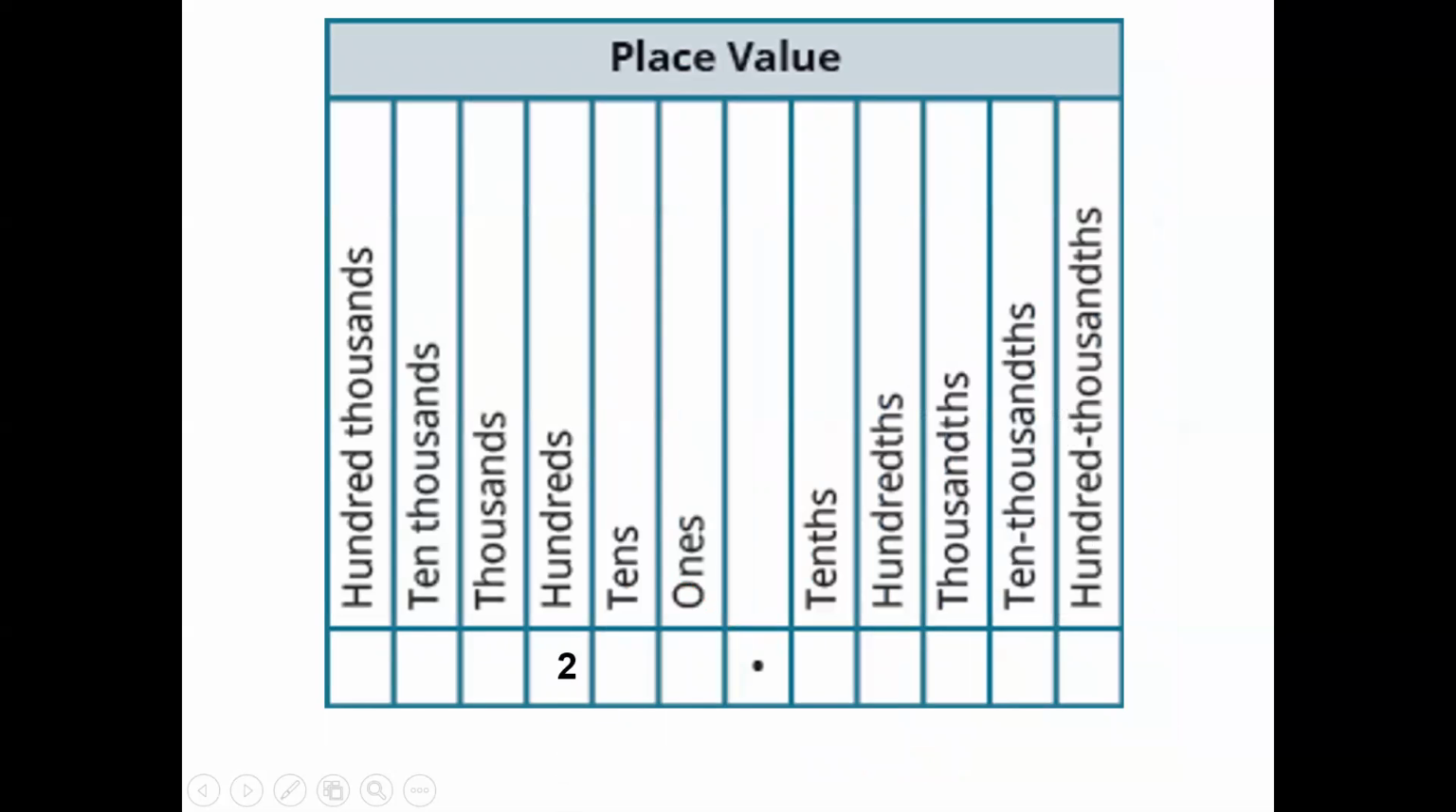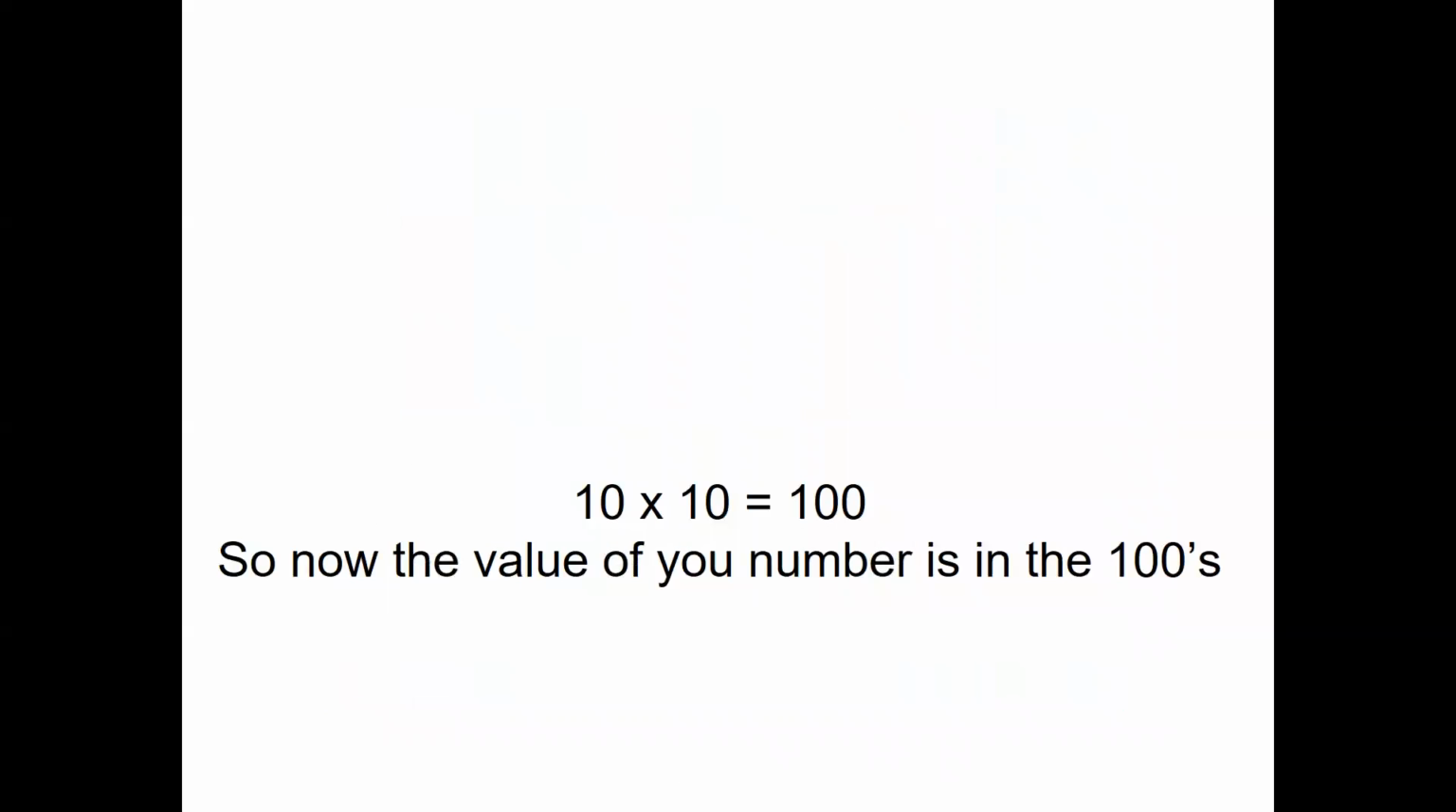So it would look like this. My 2 would go in the 100's place. My 5 will be in the 10's place. And there's nothing in the 1's place, so we fill that with a placeholder, or a 0. So now 10 times 10 equals 100. 10 to the power of 2 is the same as 10 times 10. I multiplied 10 twice.